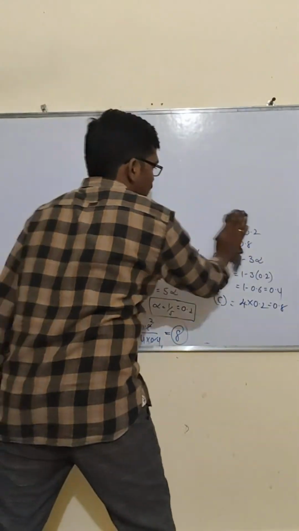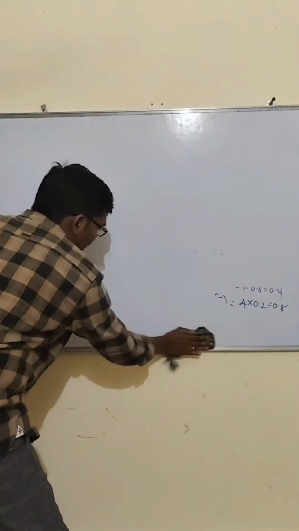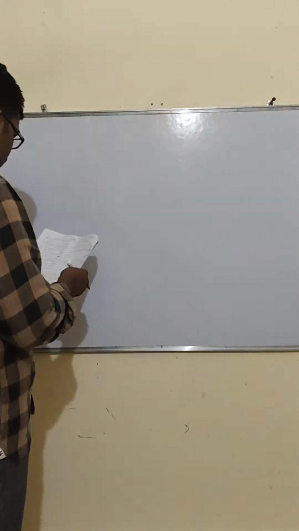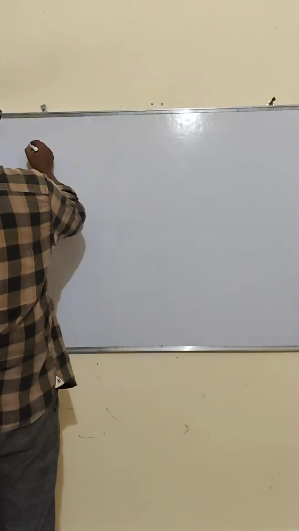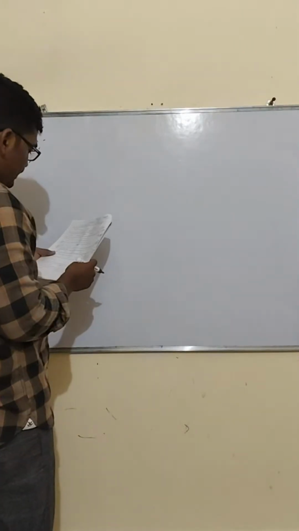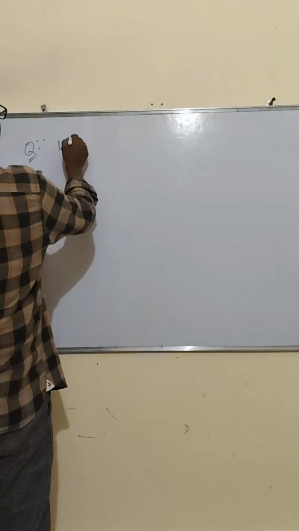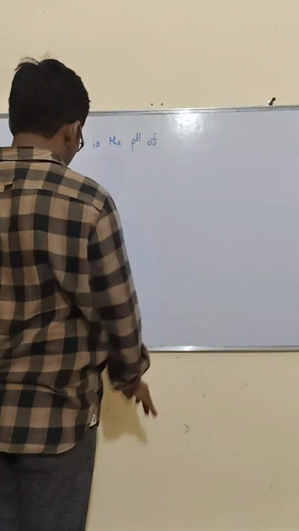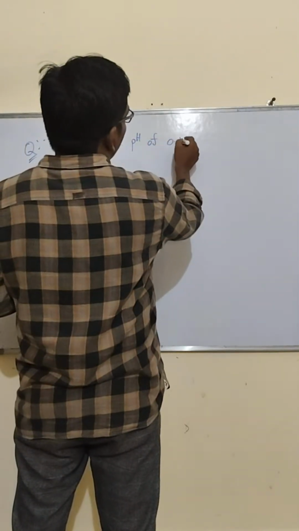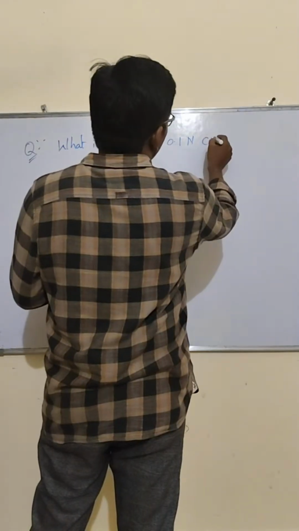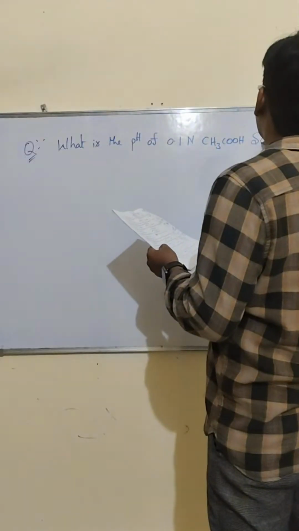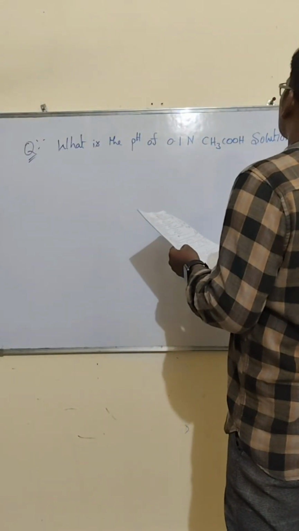Most expected questions from the EAP set examination. Look, my dear students. The next one is a question they frequently ask. What is the pH of 0.1 normality CH3COOH solution? They ask a question like this.